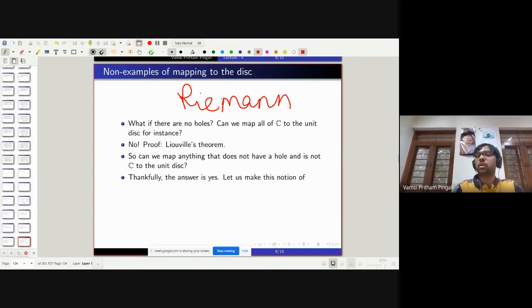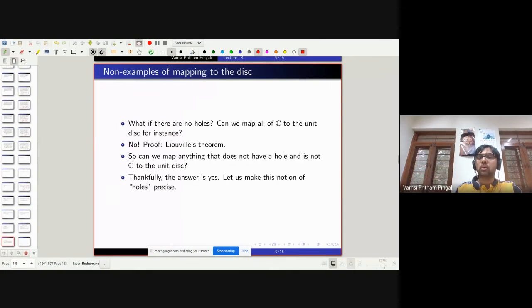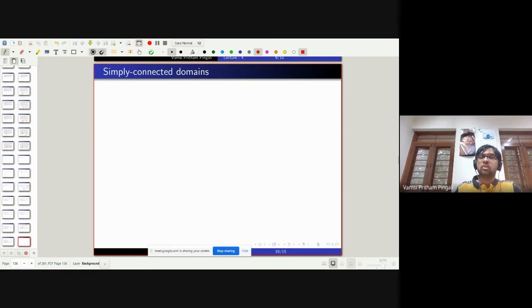It's the same Riemann of the Cauchy-Riemann equations. If you've heard of Riemann surfaces, it's the same Riemann. If you've heard of Riemannian geometry or the Riemann hypothesis, it's the same chap. Yeah? And the Riemann integral, same Riemann again. So let's make this notion of holes precise. How do you define a hole? Okay. So domains that don't have holes are called simply connected domains.